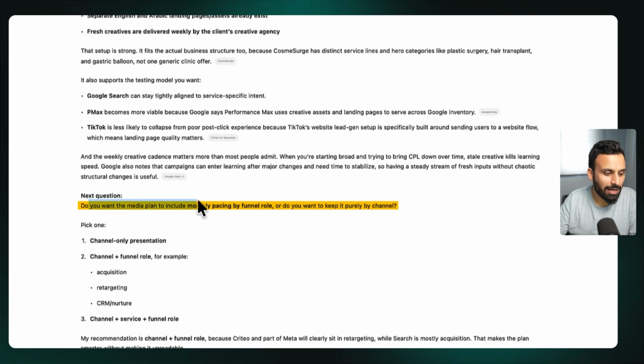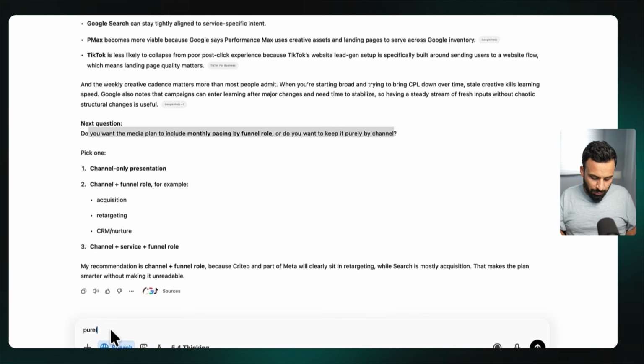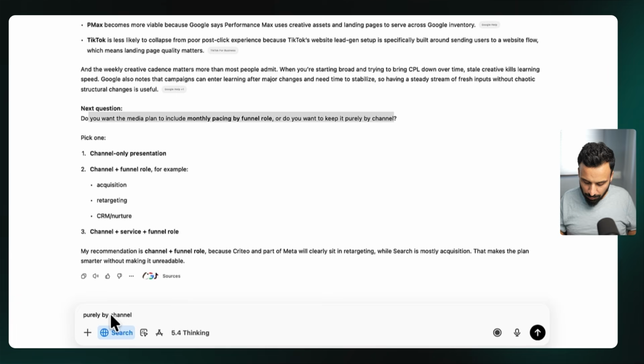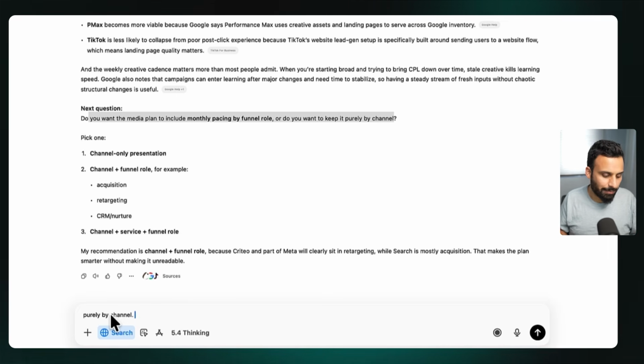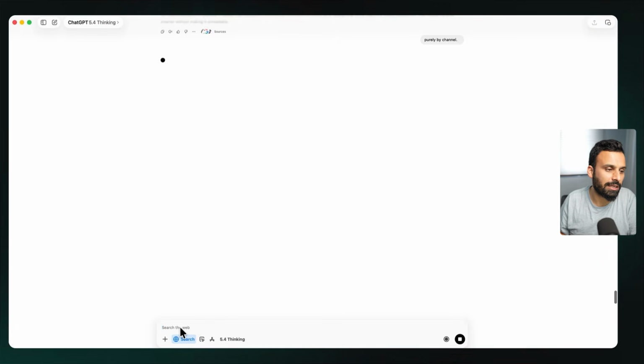Next question, do you want the media plan to include monthly pacing by funnel role, or do you want to keep it purely by channel? Purely by channel, because I don't want to complicate it with awareness and all. They have separate awareness campaigns, so let's keep it purely by channel without anything else.